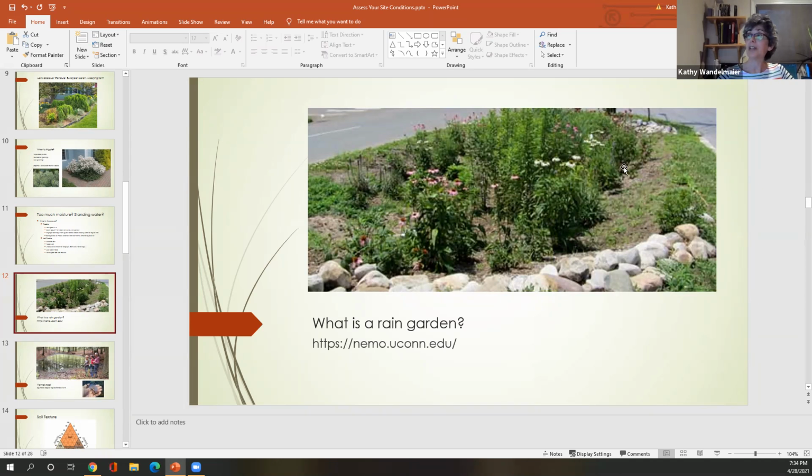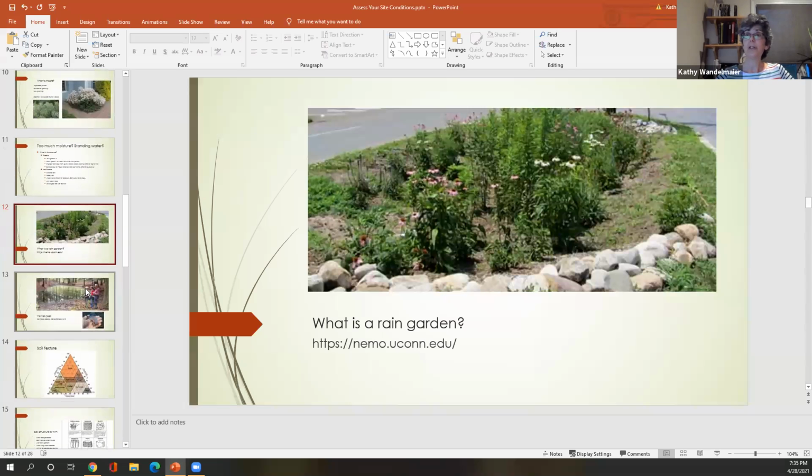And if you are interested in checking out that idea, this address here is for the NEMO program at UConn. And they have a lovely page that talks all about rain gardens and how to construct one and what plants to put in there, a nice list of plants that you can use. They focus on natives. You don't have to use natives, but it is encouraged. I urge you to check it out because rain gardens are a really nice thing for the environment.